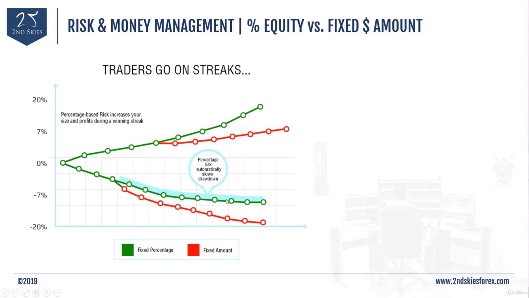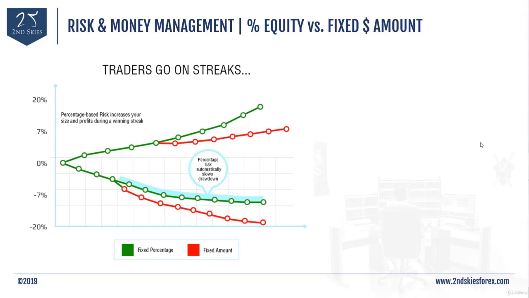And same on the losing streaks. The fixed percent model slows down your losses as you go on a losing streak, whereas the fixed dollar amount continues to drop your account even more. So, we've run a lot of simulations when it comes to fixed percent versus fixed dollar amount. And in 7, maybe 8 out of 10 scenarios, fixed percent does better than fixed dollar amount. And so I can't recommend it enough that this is the model you should adopt.